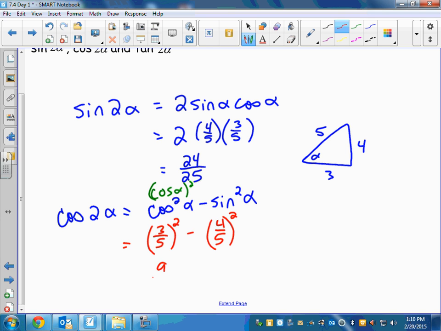So that would be 9/25 minus 16/25. Very nicely, already have the same denominator. So cosine of 2 alpha would be what? Negative 7/25.